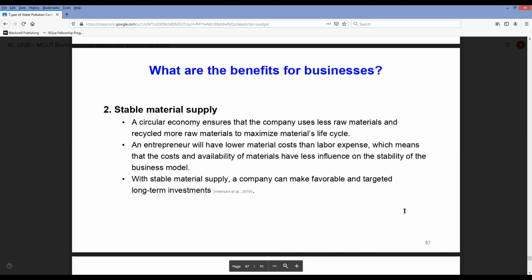And then the business people will have a stable material supply because we try to recover the material. So it means we will have material over and over without trying to find new natural resources. So we will have a stable material supply because we recover it. Okay, next please.